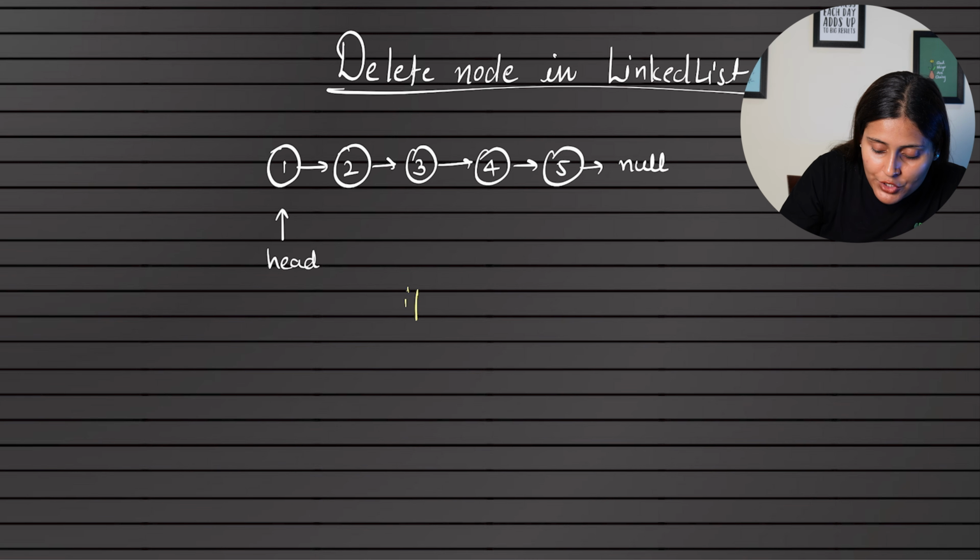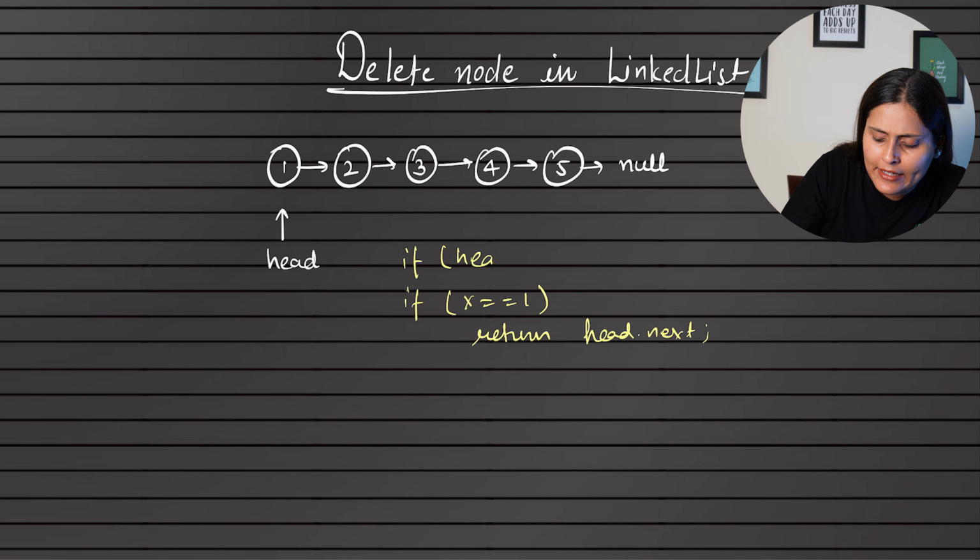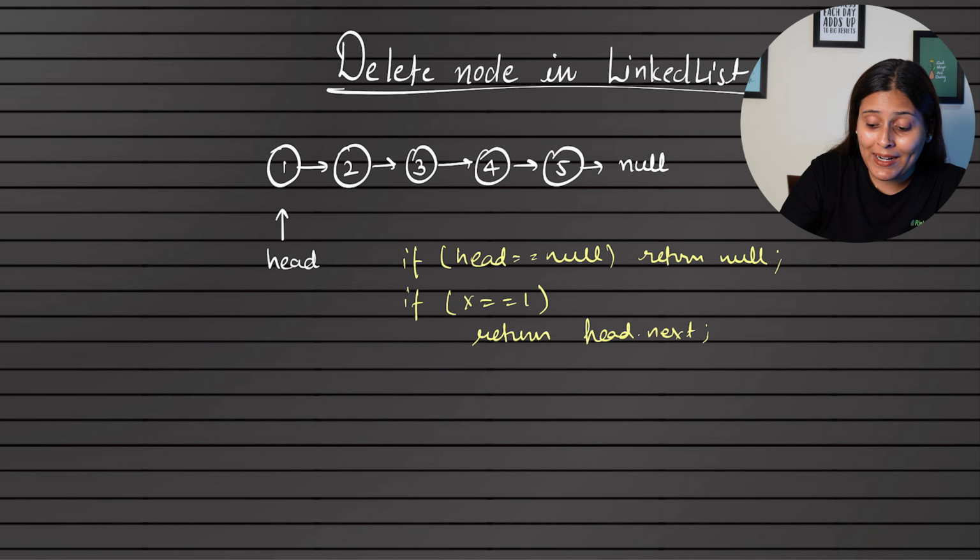The base case, which is if x is equal to 1, return what? head.next. This is going to be the same. And one more base case: what if head is null itself? So if head is equal to null, we have to return null. Very good.